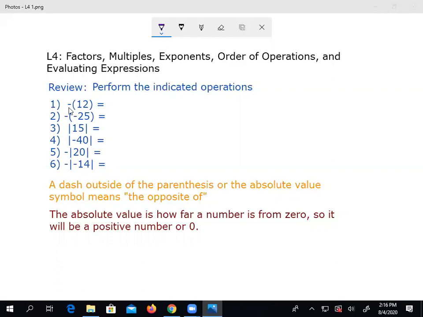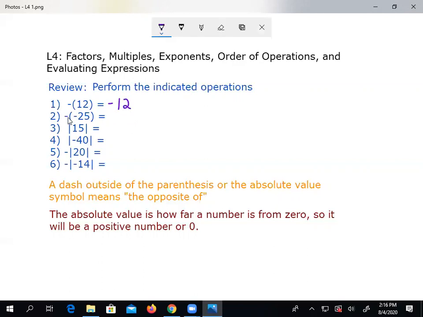So to do number 1, you got to remember the dash, if you recall, a dash outside the parentheses, or even the absolute value for that matter, that still means the opposite of. So see how this dash is outside the parentheses. So this tells me to take the opposite of a 12. And the opposite of a 12 is then going to be a negative 12. So that would be our answer. So the operation is to take the opposite of a 12.